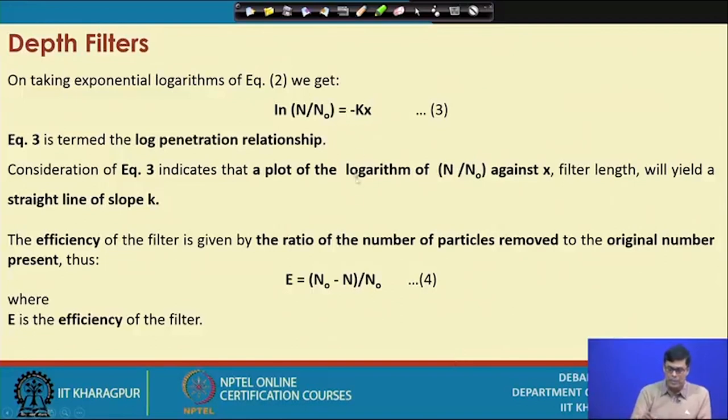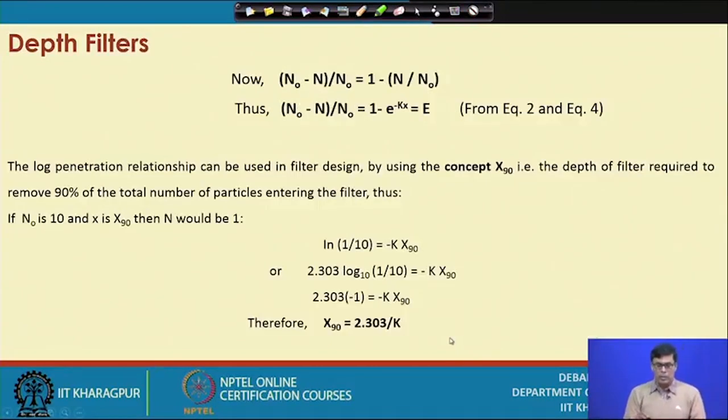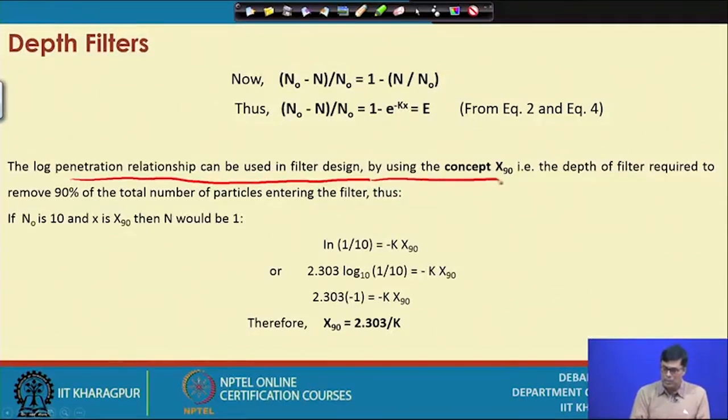So, we can rewrite this in this form, and then efficiency we can calculate as E = (N0 - N)/N0, as I have shown you before. Now, this again we can write in this form, and finally, the log penetration relationship, this is the interesting thing, can be used for the filter design by using the concept of x90. What is x90? It is the depth of the filter required for the removal of 90% of the total particles entering the filter.